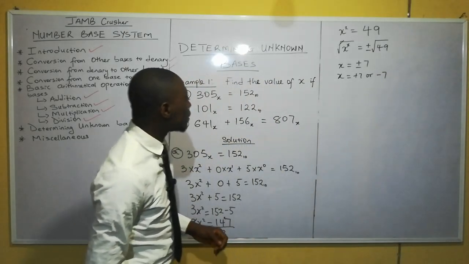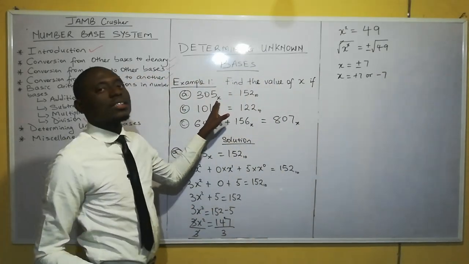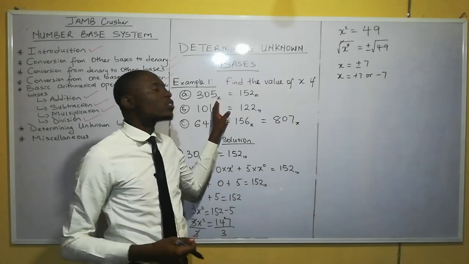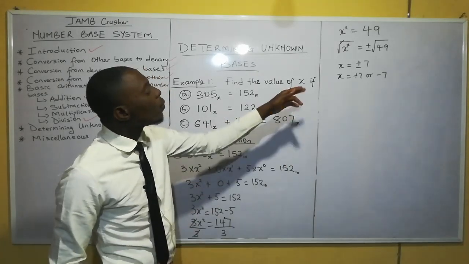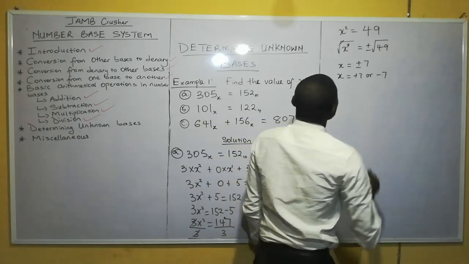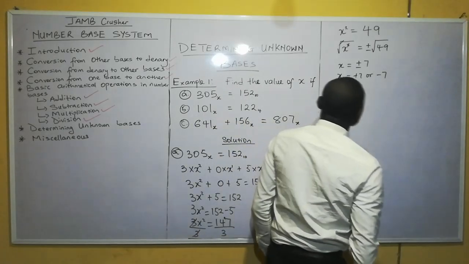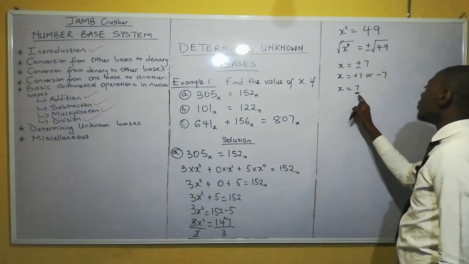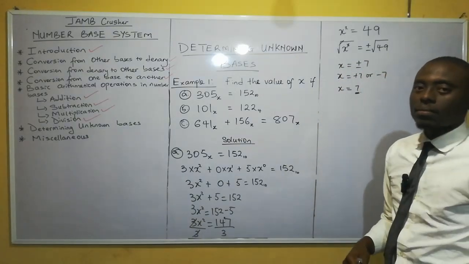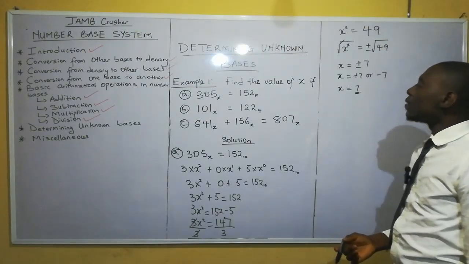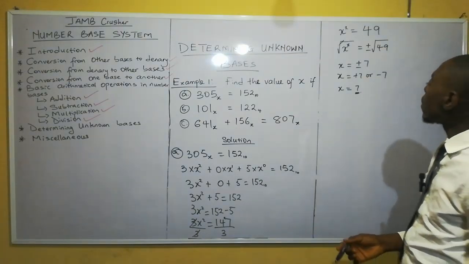But you know that we are dealing with a number-based system, and it is not possible for you to have a negative base. So we are going to take the positive value, and that means that x is equal to 7. So the unknown base we are looking for is base 7. Plus 7 is still the same thing as 7, by the way. Alright, now let's look at the B part of the question.